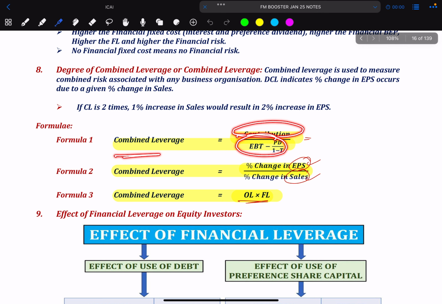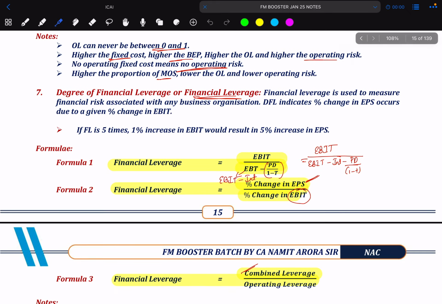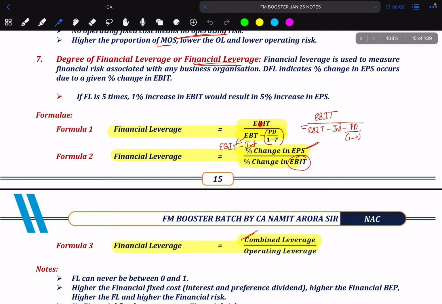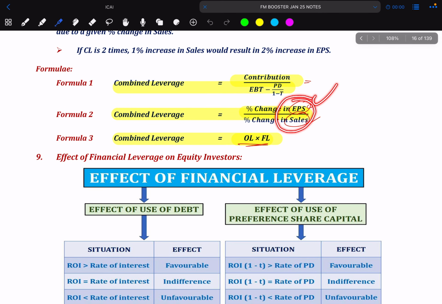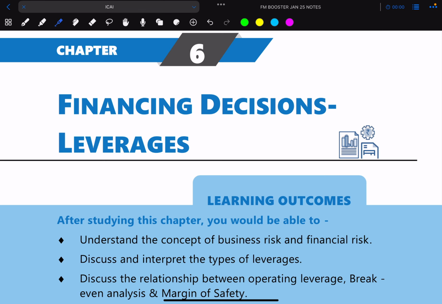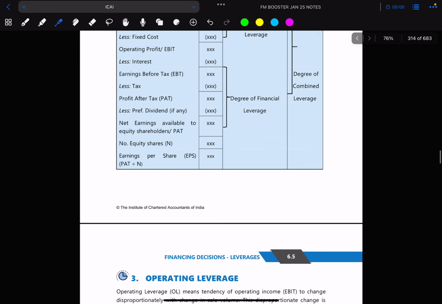Contribution divided by EBIT minus interest minus preference dividends, that is net of tax. Whatever we have studied, we just have to cancel out the EBIT thing. In that case, we'll get this answer. And this one I've already told you before. And combined leverage is a simple thing. Double-edged sword, trading on equity, done. We are done with concepts, so we'll go for questions now.